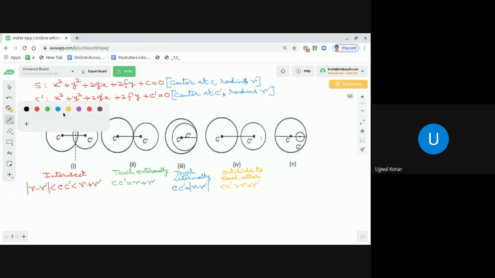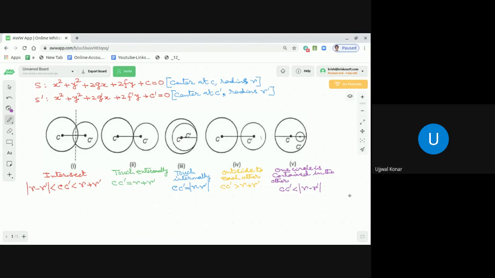So let me use a different color pen. One circle is contained in the other. So what will be the condition here? The distance between their centers should be less than the mod of r minus r dash. Correct? So these are the 5 different cases, dear students.